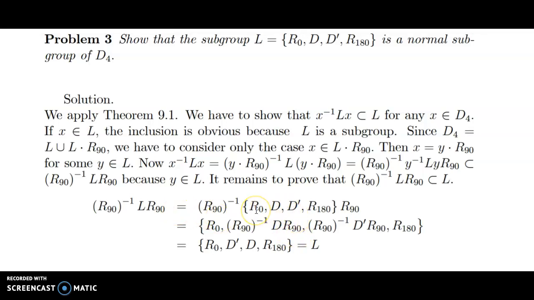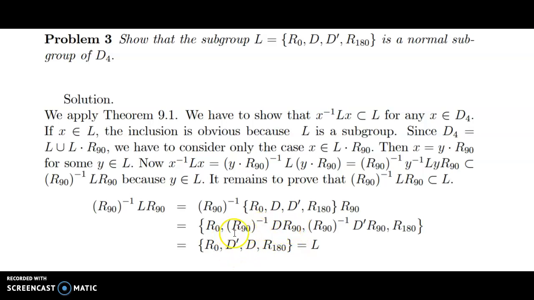If you multiply R0 with those two, you get R0. If you multiply R180 with those two, you get R180. And if you multiply D with those two, you get D prime.